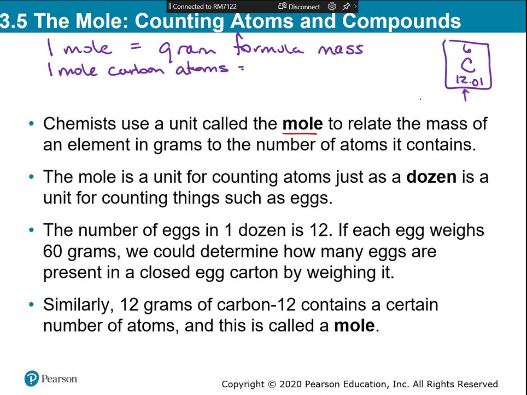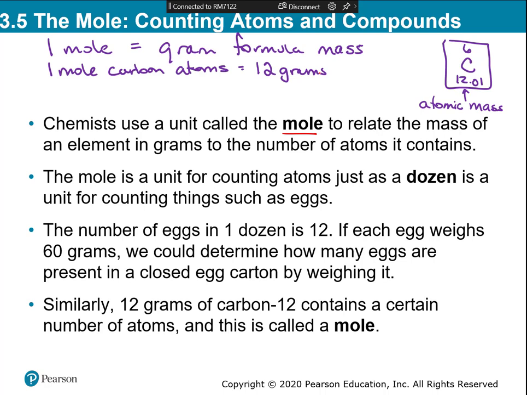So you just take the atomic mass and round it to a whole number. In other chemistry classes, you keep all those decimals. For us, we're just going to round it to a whole number, and we will use that. So that will equal 12 grams. That was if I had just pure carbon atoms. If I measure out 12 grams, then I'm going to say that is one mole of carbon.